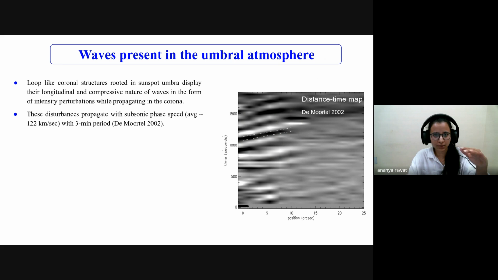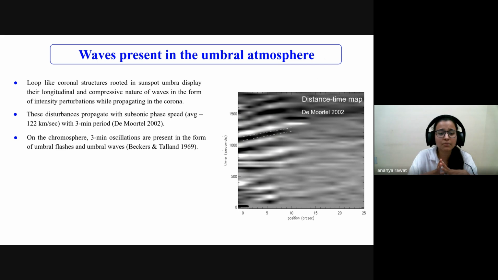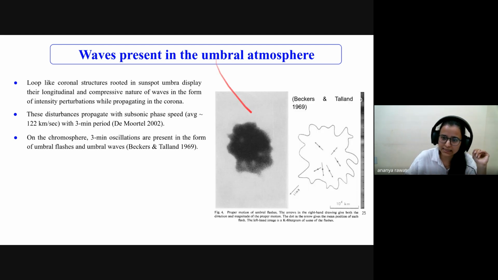Now, from the corona, when we move to the chromosphere, we see 3-minute oscillations are again present in the form of umbral flashes and umbral waves. So on the photosphere, we can see this is an umbral image. These bright regions are the umbral flashes. This is a hand-drawn image of the umbra, in which we can see the motion of these umbral flashes. So these are again 3-minute oscillations. So on the chromosphere, again we have 3-minute oscillation.